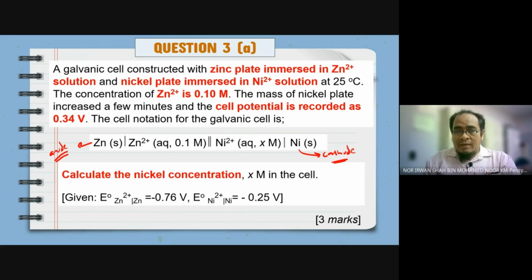Okay, you all pun dah belajar kan, kalau nilai SRP itu more positive, apa maksud dia? Dia akan cenderung untuk berlaku reduction. Dan reduction berlaku di mana? Reduction berlaku di cathode. Remember, reduction always berlaku dekat cathode, oxidation always berlaku dekat anode. Itu satu cara nak mengingat tu kan.